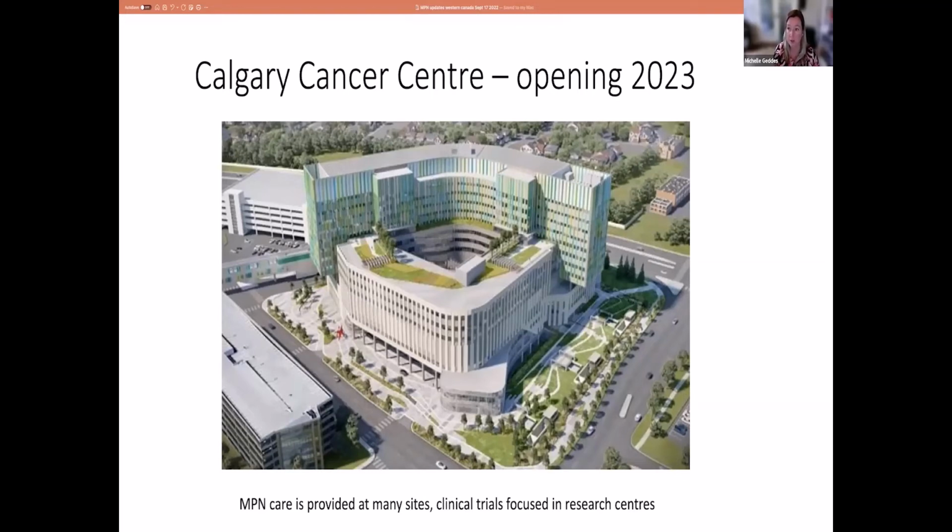I just wanted to really emphasize that while it can look really nice to have a big cancer center, MPN care is provided in many, many places across the province, across Western Canada, and all of Canada in general.